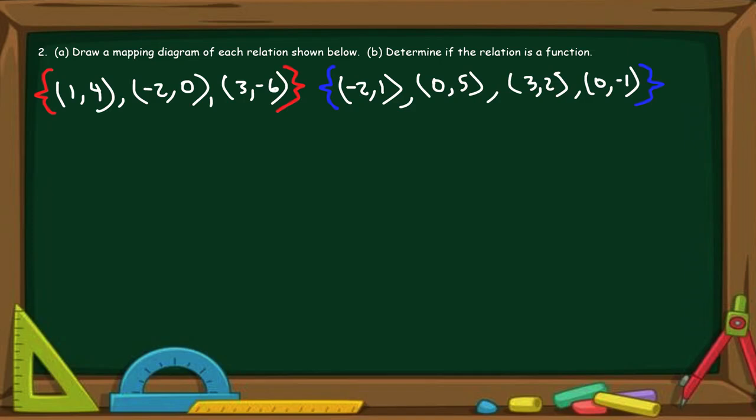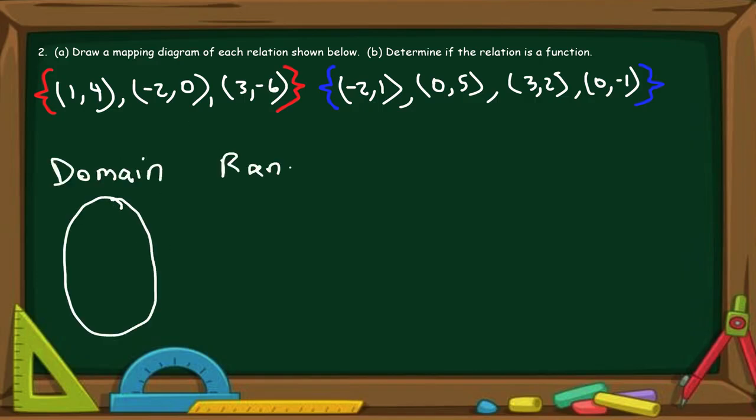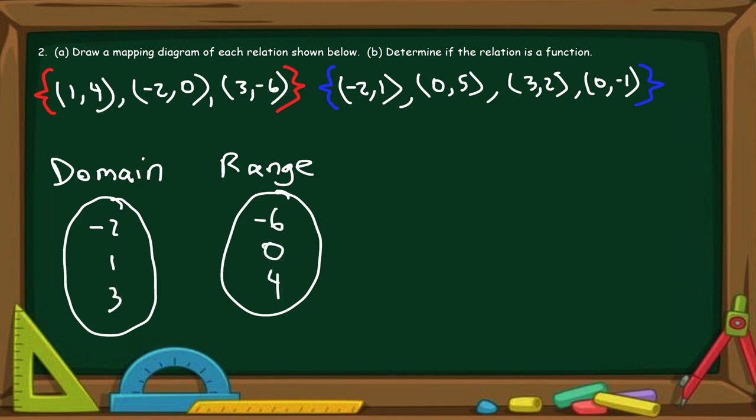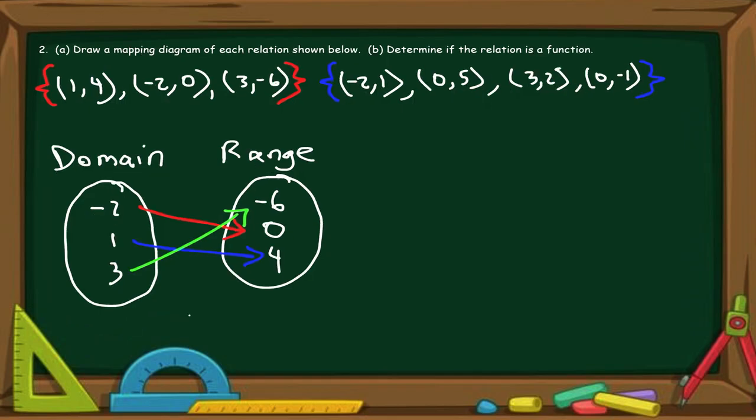Draw a mapping diagram of each relation shown below. So let's start with the relation on the left. We're going to map out the domain and range. So for the domain, we have the values -2, 1, and 3. For the range, we have the y values -6, 0, and 4. Now -2 corresponds to 0, 1 corresponds to 4, 3 corresponds to -6. So for every input value on the domain side, there's one corresponding output value on the range side. So this is a relation. This relation is a function. So the answer is yes for the first relation.